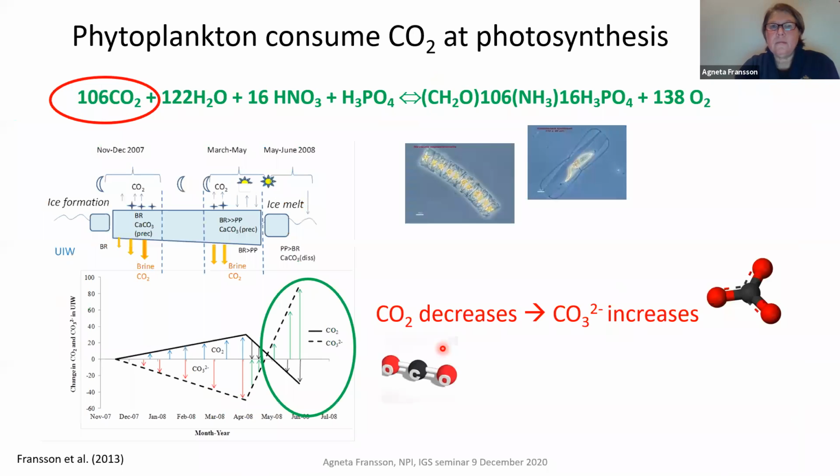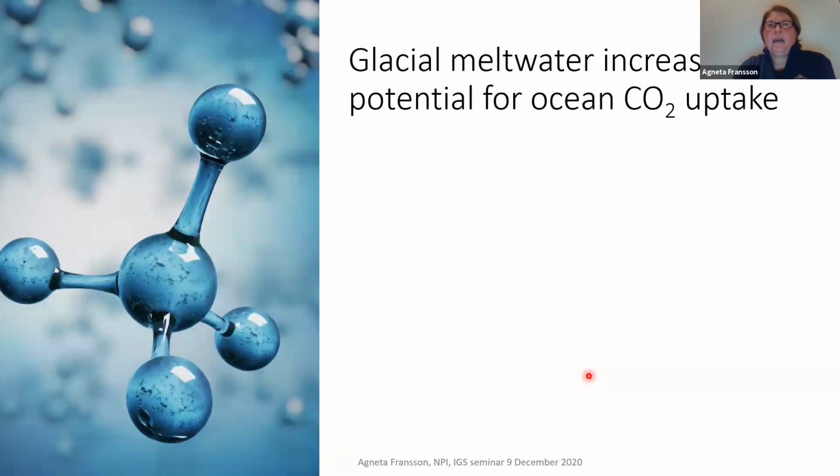So this is just a short illustration of how CO2 is consumed by phytoplankton during photosynthesis, using nitrogen and phosphate and producing organic carbon like sea ice algae or phytoplankton. And in this figure with the open water, where you have enough light for primary production, you have a decrease in CO2 and a corresponding increase in carbonate ions. And if you summarize all these processes, the glacial meltwater increases the potential for ocean CO2 uptake.